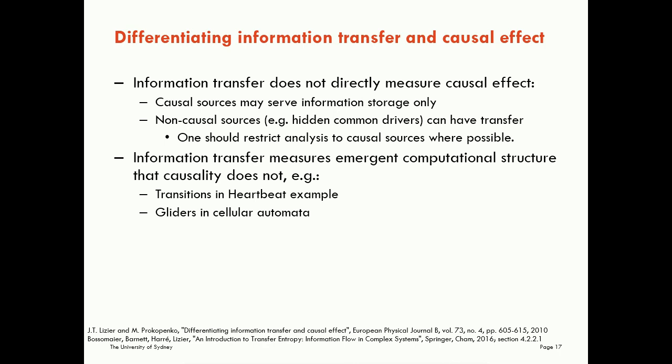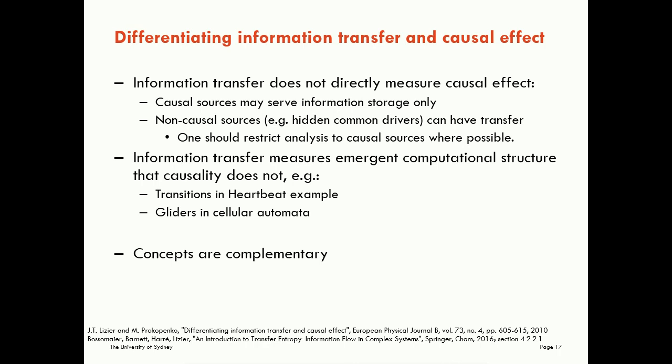In contrast, then, let's think about what information transfer modeling adds that causal approaches do not. And that is in particular that they are able to measure emergent computational structure. We see this in the simple transitions in the heartbeat example, that the information transfer highlights why we think there is much more information transfer at the transitions, whereas causality approaches do not. Similarly, as we'll see later in our session, gliders in cellular automata are highlighted as very strong information transfer entities when we model information processing, and yet causally they are generally no different to what's happening in the background domain.